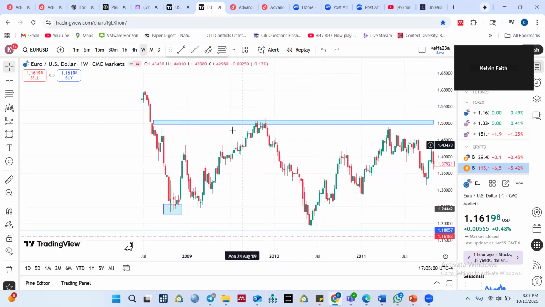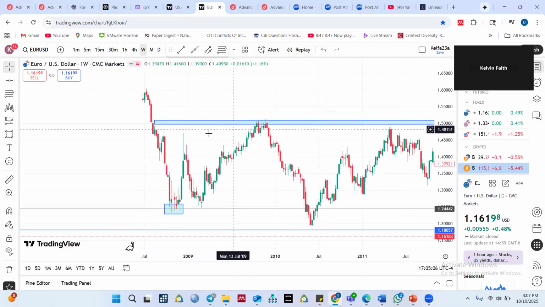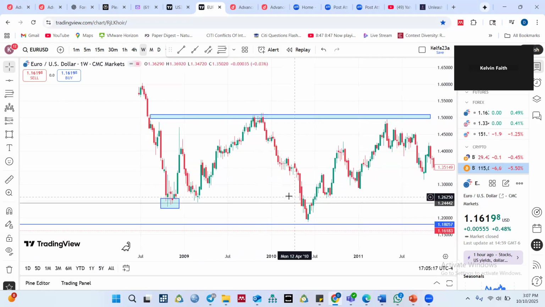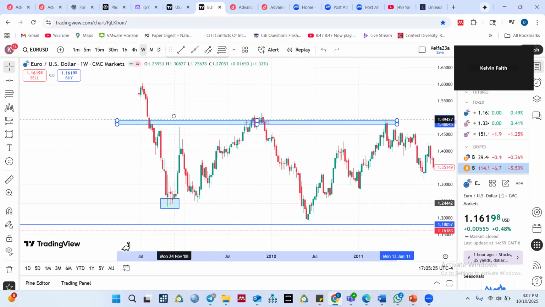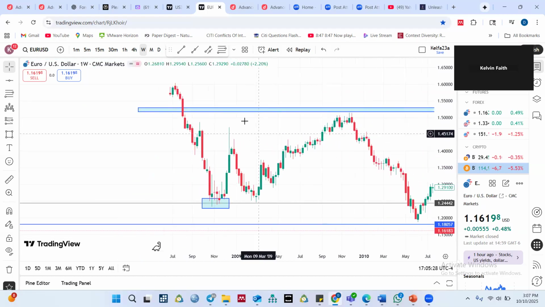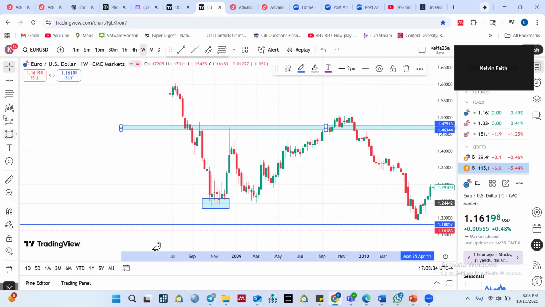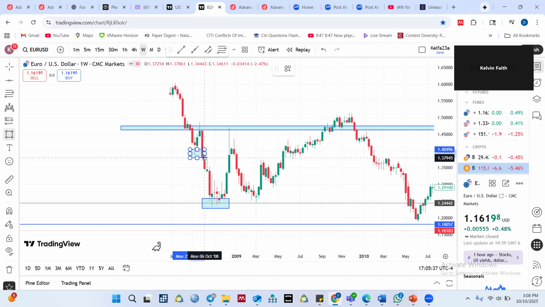So how will you know that this place is acting as resistance? You will know by two or more touches. If price hits there and rejects, or doesn't hold, or reverses twice, first, second, then you can see that this place has something. So the first hit was here. You could even see that price first reacted down here and pulled back up into this area.